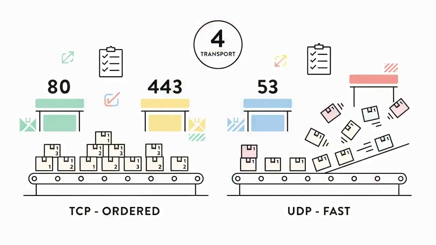Layer 4 is the transport layer. This is where TCP guarantees every byte arrives intact and in order, and UDP fires data off as fast as possible without caring, both using port numbers to hit the right application.